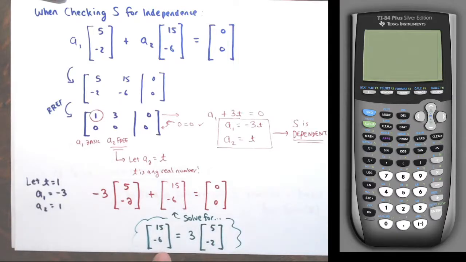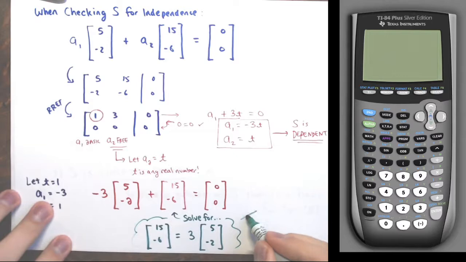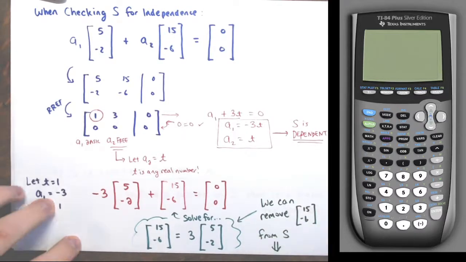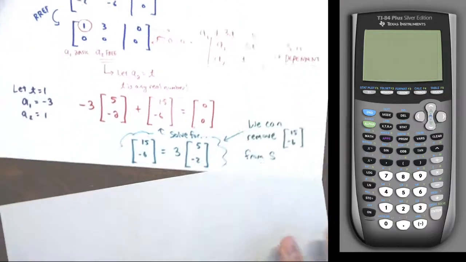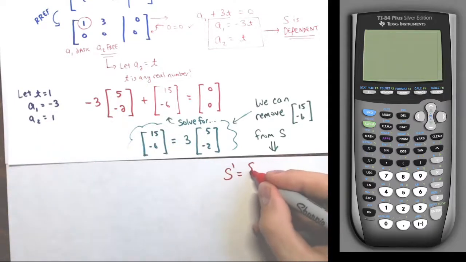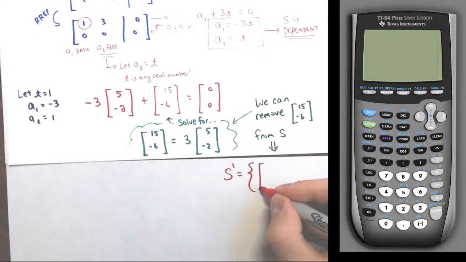So because 15, -6 is a scalar multiple of 5, -2, well, that means we don't need 15, -6. We only need 5, -2 in our set of vectors. So from this little line here, that tells me we can remove the vector 15, -6 from S. All right, I'll go to the next page here, and that would create a new set of vectors, which I'll call S prime. So that creates this set, which again I'll call S prime. And if I take out the 15, -6, all I have left is the vector 5, -2.